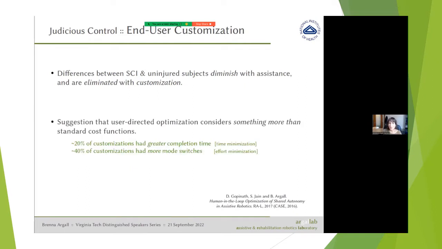There also was a suggestion that user-directed optimization was considering something more than standard cost functions. So 20% of customizations actually had greater completion times, and 40% actually had more mode switches. So this could be sort of akin to effort minimization. So this is again suggesting that something else is going on here, and we aren't quite sure what.